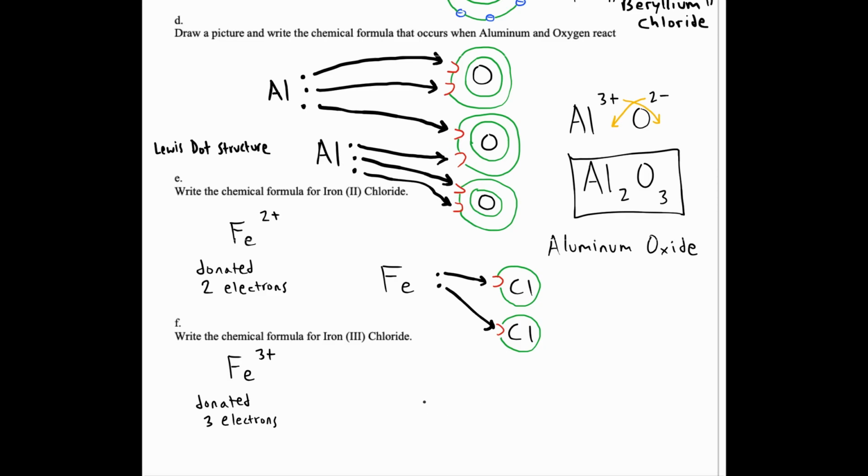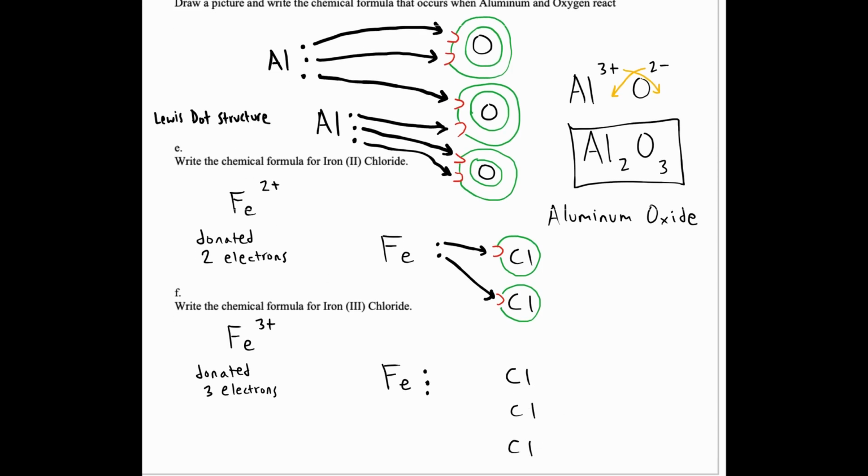But if iron is to donate 3 electrons, how many chlorines will we really need in this case? We will need 3. Each of them can accept 1 electron. And with this, the puzzle will be complete. Iron will give 1 electron to each chlorine.